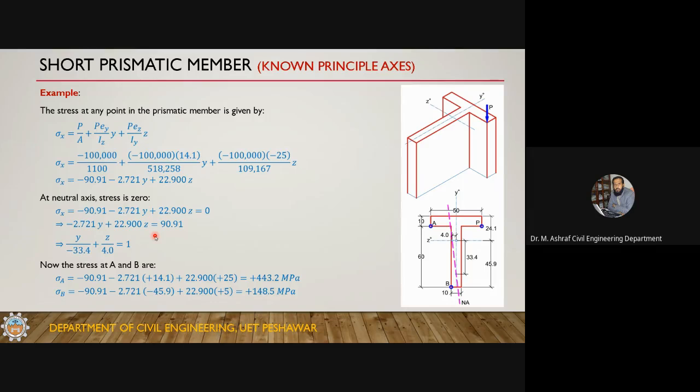Intercept form of the equation. So I have the y-intercept as minus 33.4. If I have this come down and this is minus 33.4, so this point, and z is plus 4, so just move on the positive side, plus 4, just close to this line. If you join this point with this point and draw a line, this is the neutral axis. So the neutral axis has shifted and the neutral axis has rotated.